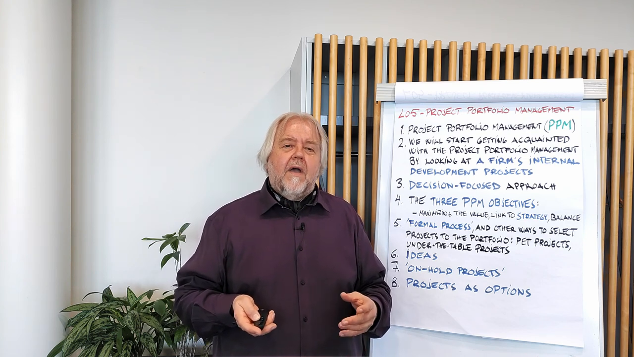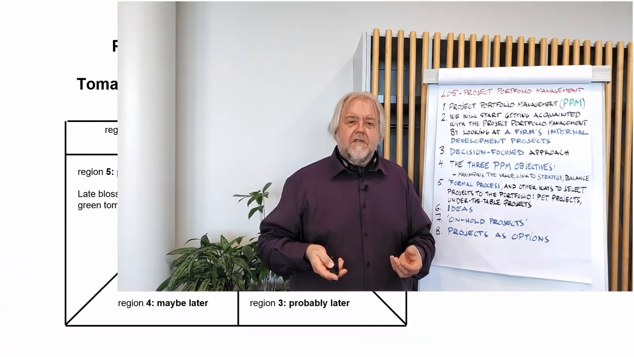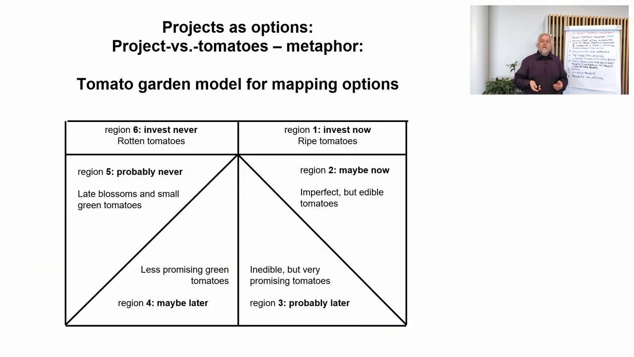Okay, but the analogy here that I want to talk about is this tomato garden model. So tomatoes or regions in tomato gardens are analogous to projects. So we can invest in projects as options, or we can invest in a tomato garden region as an option.